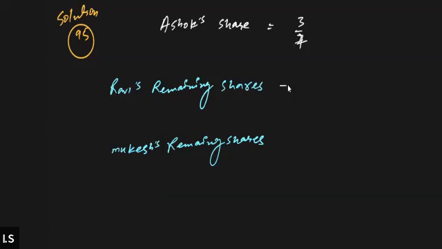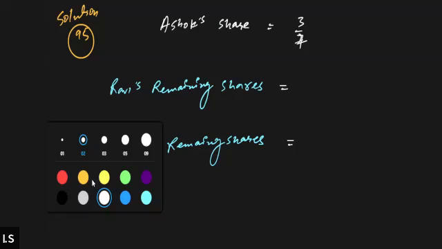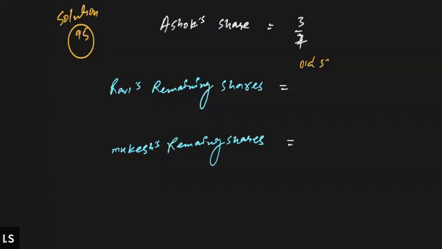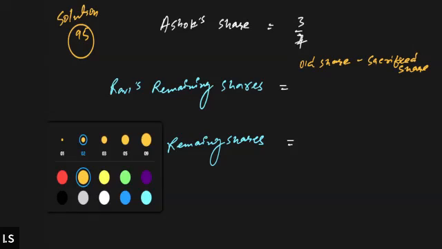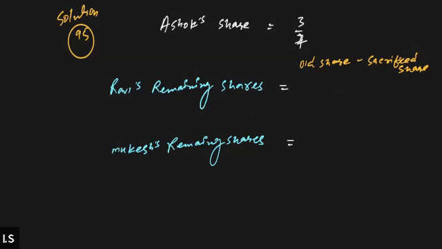All right. So in order to determine Ravi's remaining share, we will first of all take Ravi's old share. Let me write it this way: old share minus the sacrificed share. This way only you will be able to find out the remaining share of Ravi. So the old ratio was 7:3. That means 7/10 was the share for Ravi, and 3/10 was the share of Mukesh.